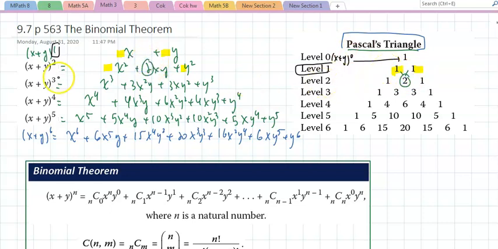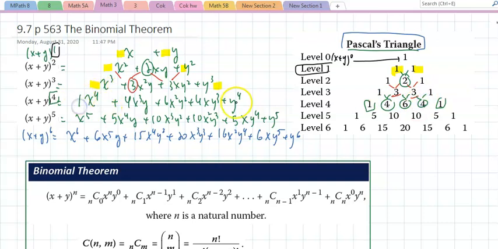If you want to do x plus y cubed, you write a 1 and a 1. And you would add 1 plus 2, that is 3. And 2 plus 1 is that 3. So you add those two and those two. If you want to find x plus y to the fourth, you write a 1 and a 1. You add those two, you get a 4. Add those two, you get a 6. Add those two, you get a 4. And that's what I did.